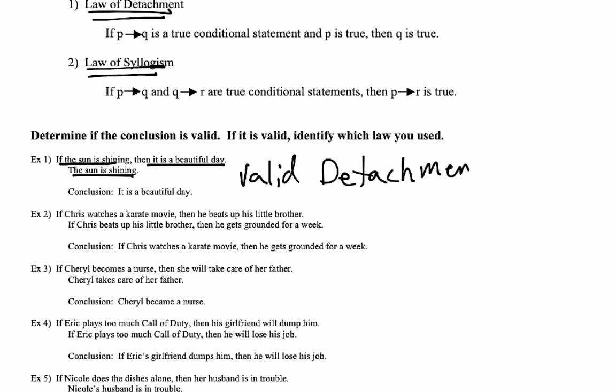Now, the one part you may argue with is, well, I like rainy days and sunny days are not beautiful to me. That's the one part of detachment we have to agree on. If the conditional statement is originally true, then this works. So if your original statement is not true or just opinion, well, then law of detachment doesn't work.